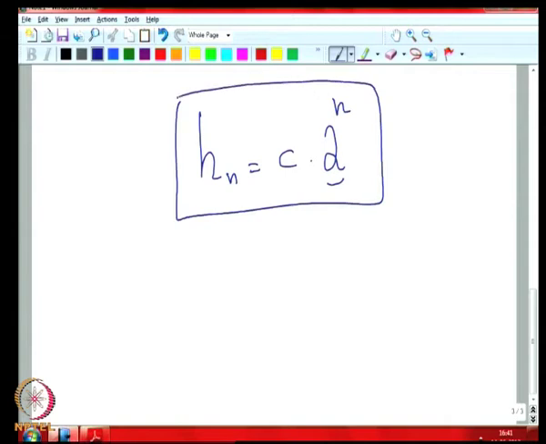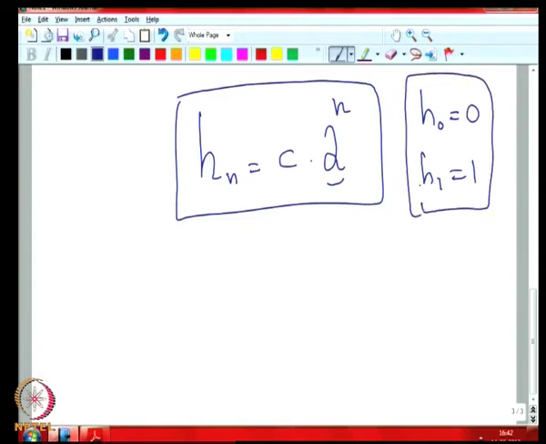Now, remember we have the initial conditions, H0 equal to 0 and H1 equal to 1 for the Tower of Hanoi. There are 0 disks, 0 moves required; there is just one disk on the first peg, we just need one move. These are the initial conditions. We have to fit this, and not only that, this only fits the homogeneous part. The actual recurrence relation is not Hn equal to 2 into Hn minus 1, but rather Hn equal to 2 into Hn minus 1 plus 1.